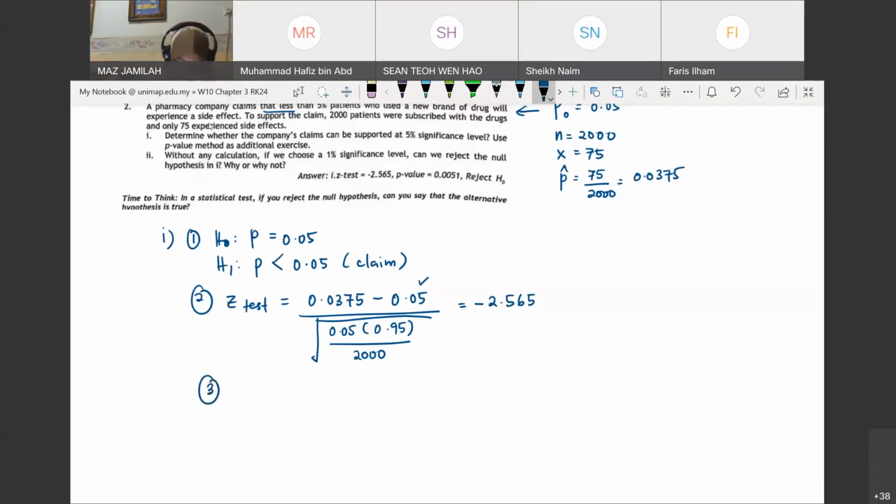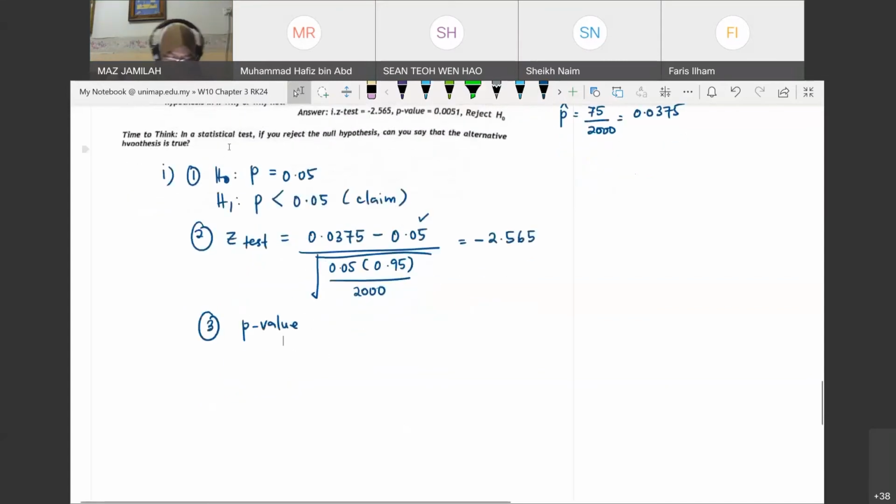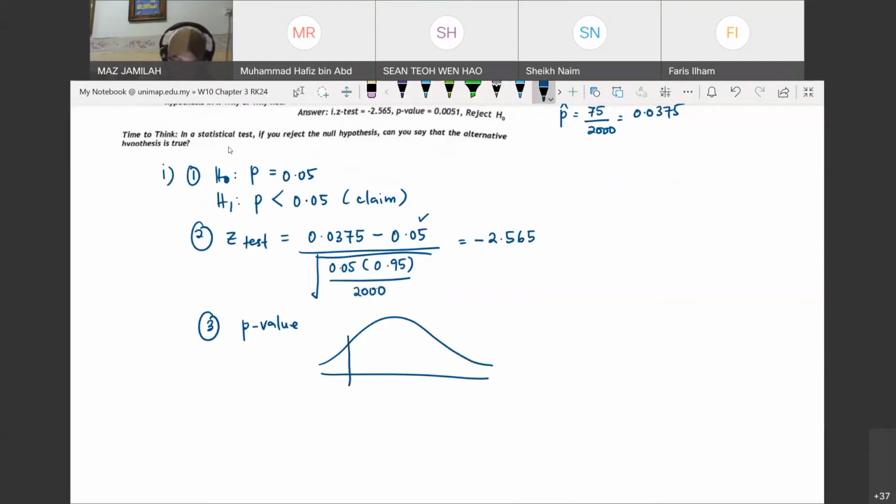Number 3, find the p-value. So p-value, we know that we are using the z-test. The left tail test statistic is negative 2.565. This is the p-value that we need to find.